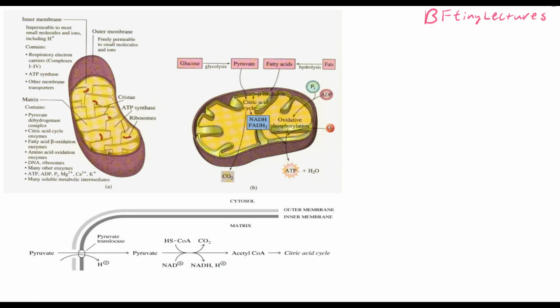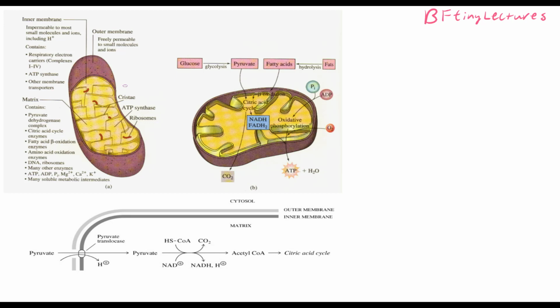Today we will be talking about the citric acid cycle, also known as the TCA cycle. But before we get into that cycle, we have to talk about pyruvate dehydrogenase. In the mitochondria, we're going to have two membranes, an inner membrane and an outer membrane. Now, the outer membrane is very permeable.